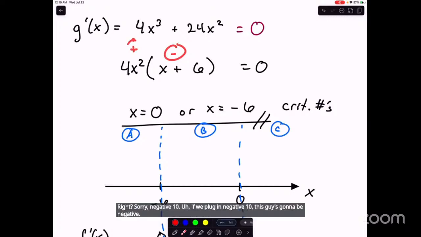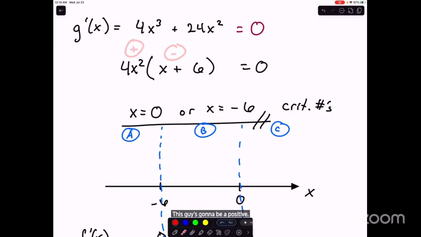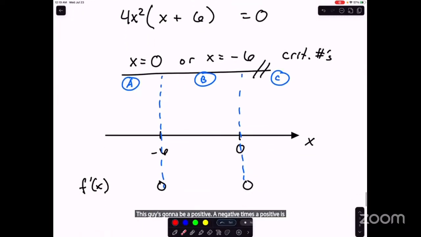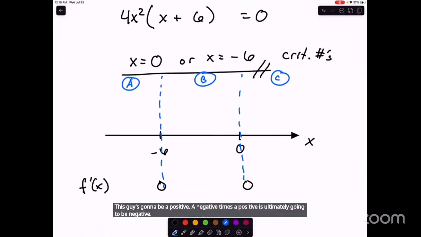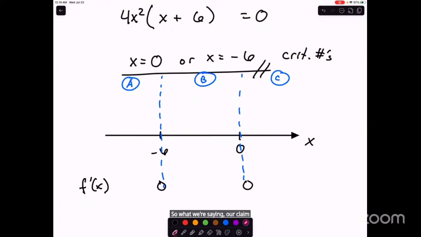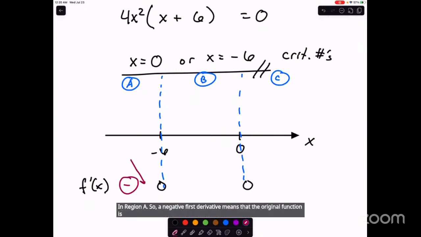If we plug in negative 10, this factor is going to be negative and this one is going to be positive. A negative times a positive is ultimately negative. So our claim is that f prime is negative in region A. A negative first derivative means that the original function is decreasing on the left side of negative 6.